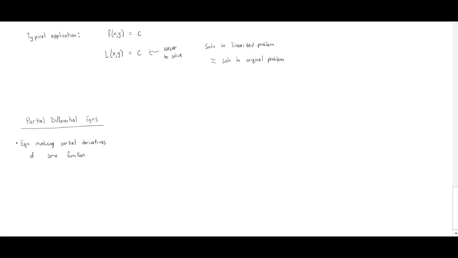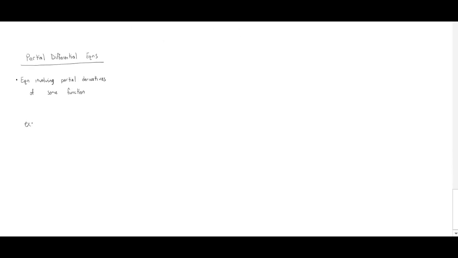Here are some examples of partial differential equations which have applications in physics. One equation is Laplace's equation: uxx plus uyy equals 0. It's maybe not too important for you, but this expression, uxx plus uyy, is called the Laplacian of u, and people often denote it like this. That's maybe not super important, but I thought I would let you know.